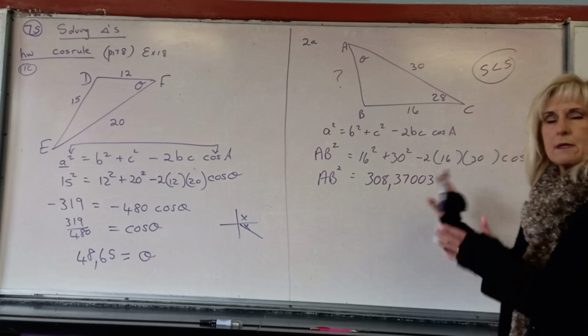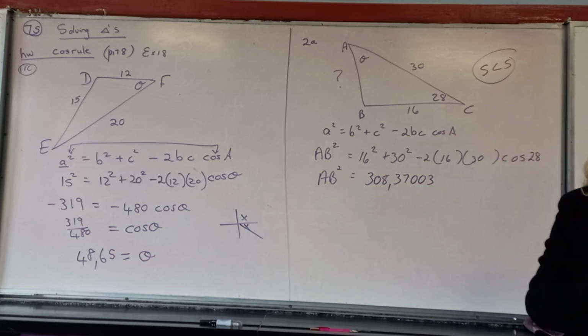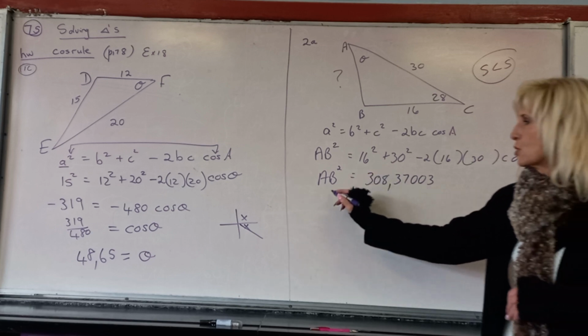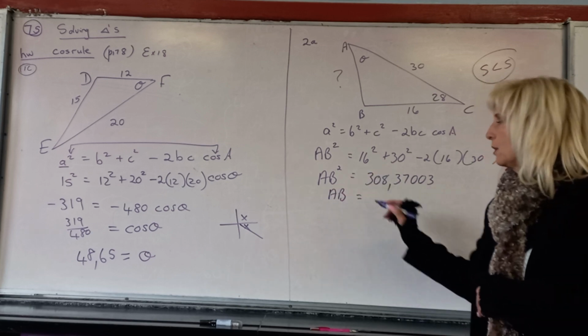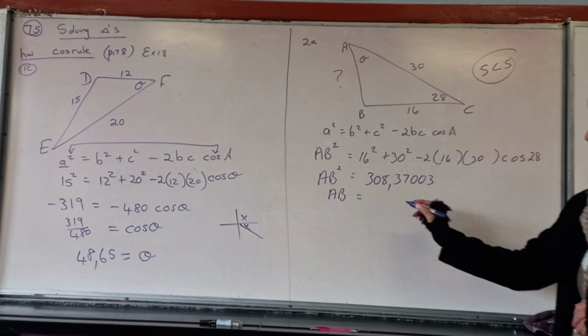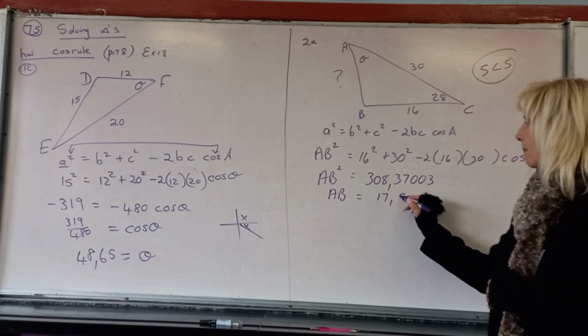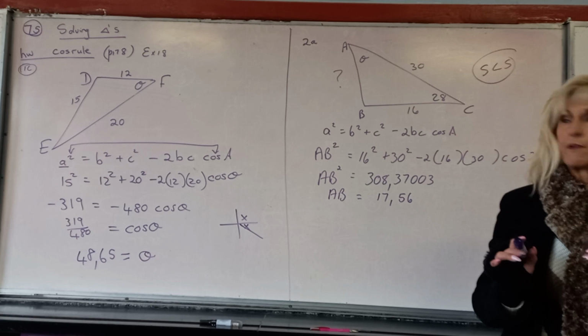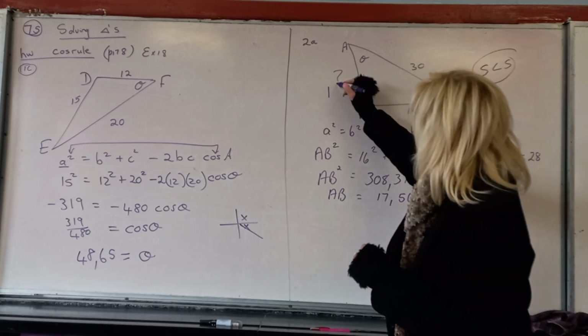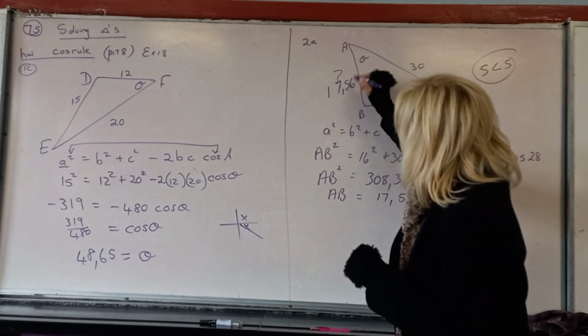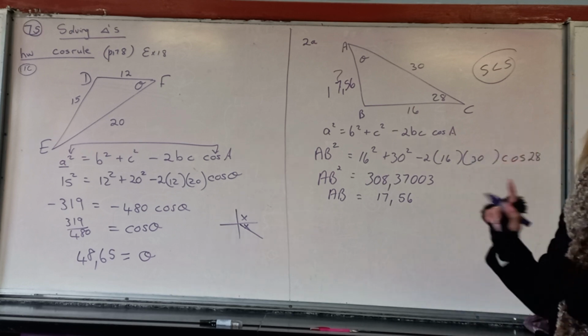Okay, and if there's something else, whatever, just don't round off. Because now that's the answer for squared. So just to find AB, you'll have to square root, which will give you 17,56. And now we can round off, because now I've got a length over here, 17,56. Now I've got all three sides.